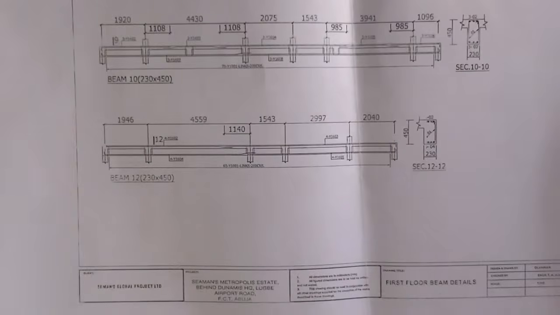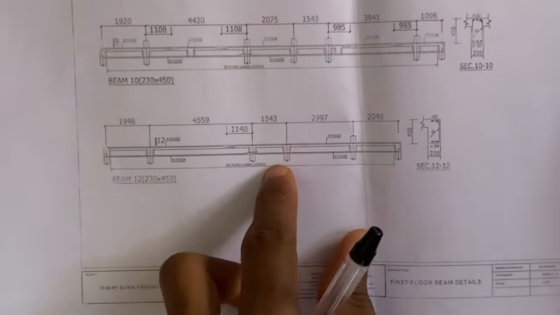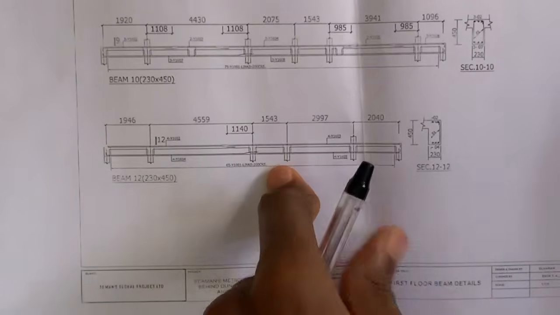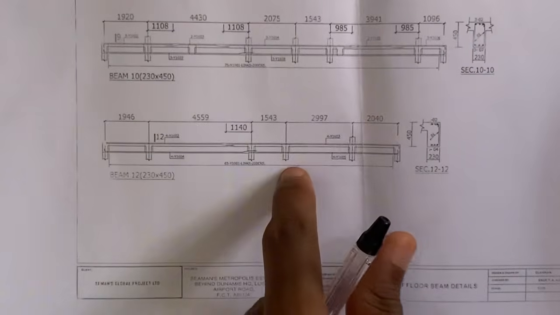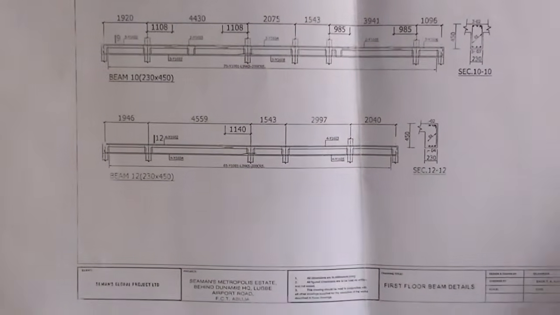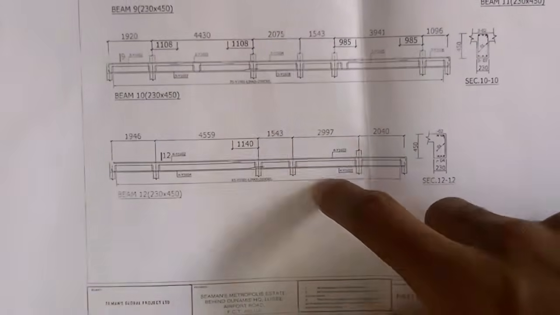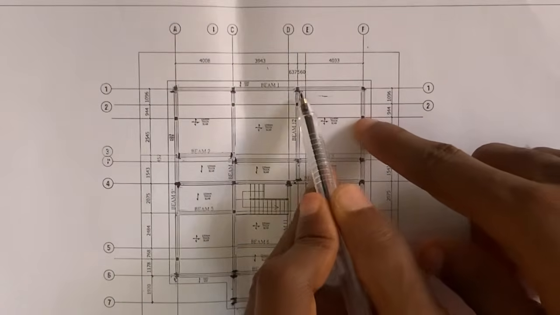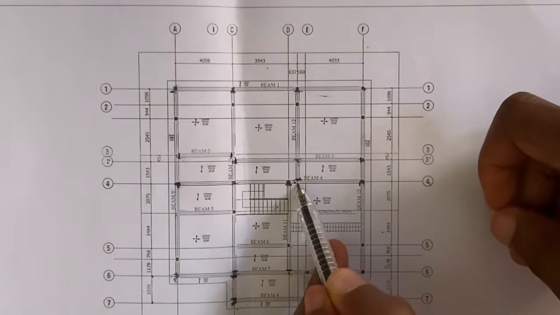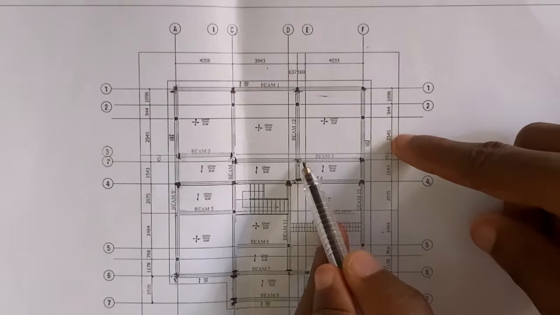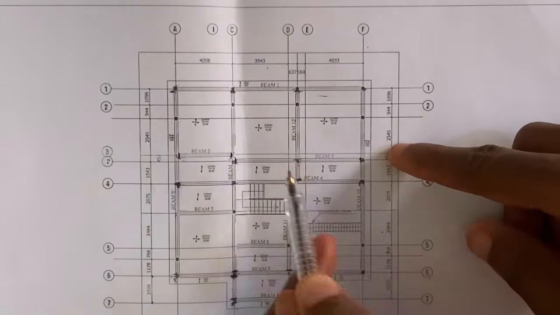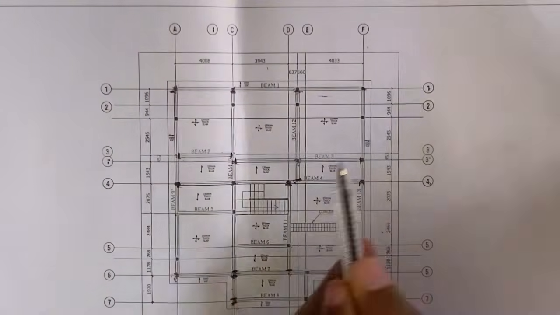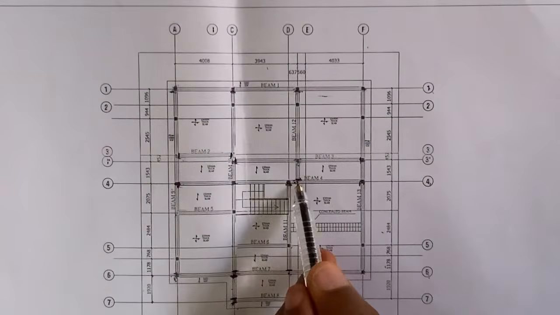So now let's go to this section of beam 12. Now, if you've been following up lately, what can you notice about beam 12? You can notice that what we have here in beam 12 is totally different from what we have in our plan. So it means that this beam 12 is wrong. Look at what we have in our plan. Our beam 12 is from this point here down to this point. So how many columns do we have? We have 1, 2, 3. Only 3 columns.